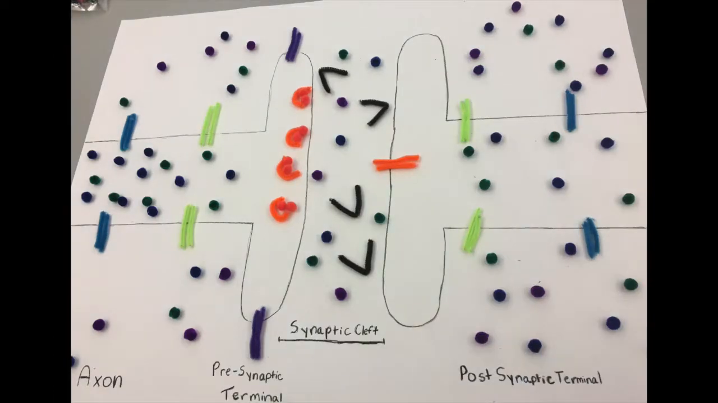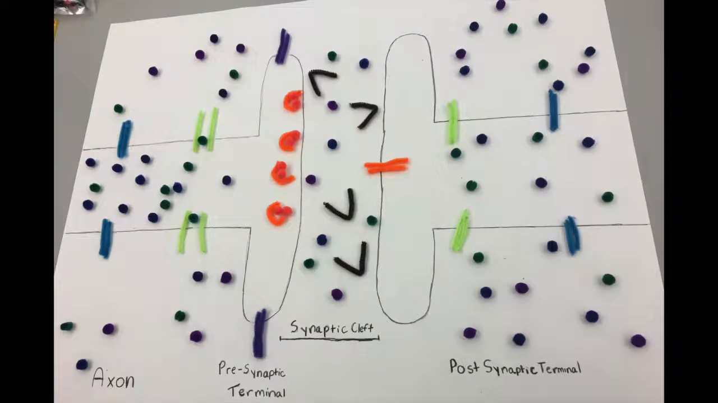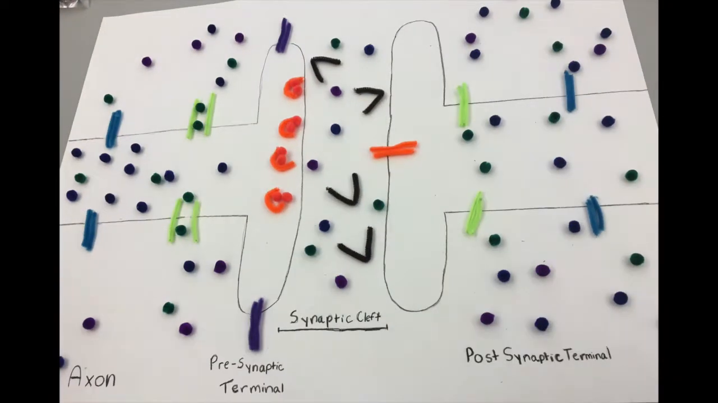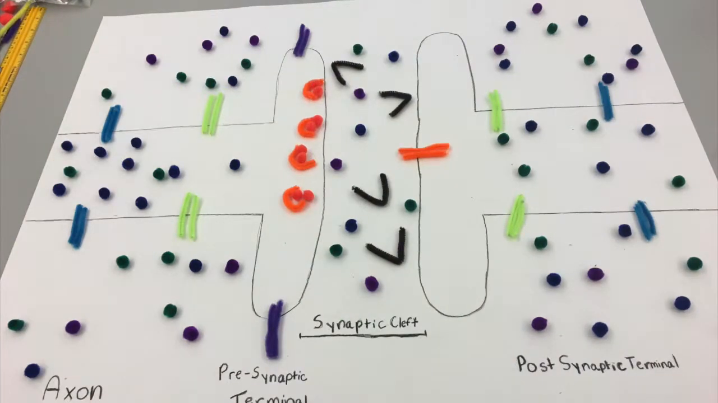Voltage-gated potassium channels open in response to depolarization caused by sodium influx. The movement of potassium ions out from the cell repolarizes the membrane back to its negative resting potential.